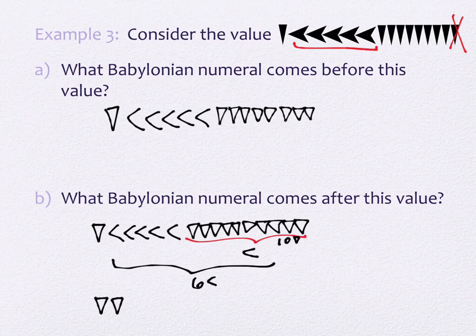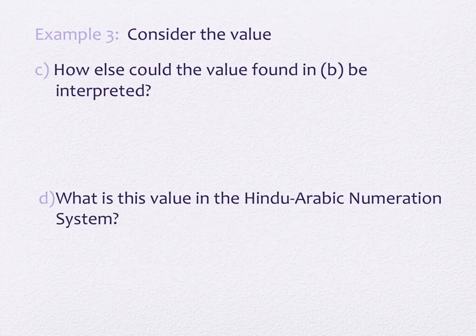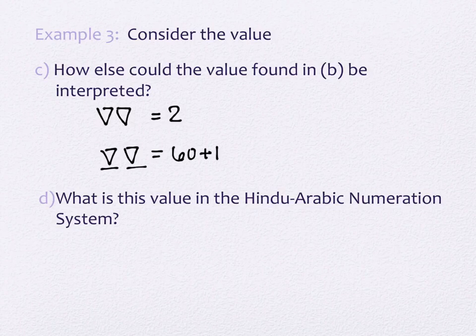Wait, I missed something. That's the answer? It is, but it feels weird. What about it doesn't feel like that should make sense? It looks like that's the number 2. Because it also looks like 61. Ooh, you guys have identified the 2 pieces that are the next question. The next question says, how else could the value found in B be interpreted? Well, it can be interpreted as the number 2. It could be interpreted as the number 60 plus 1, because each of these could be in different place values. The 60's place, the 1's place.